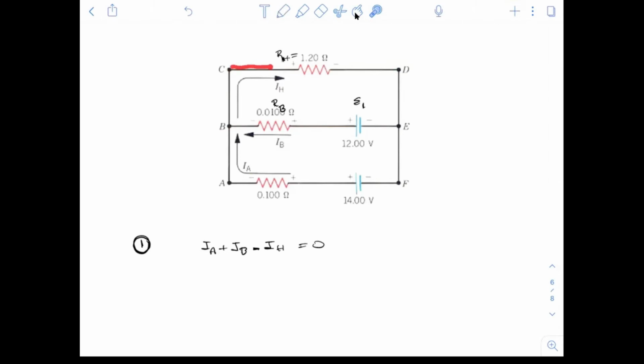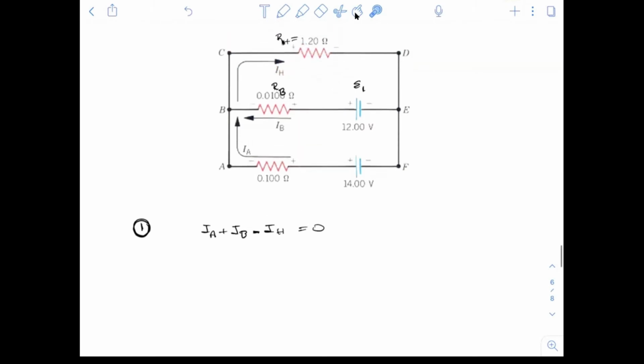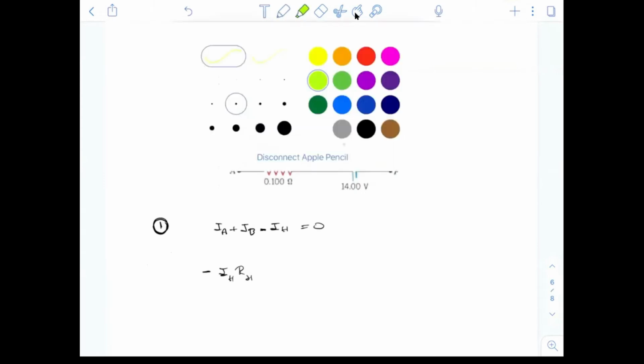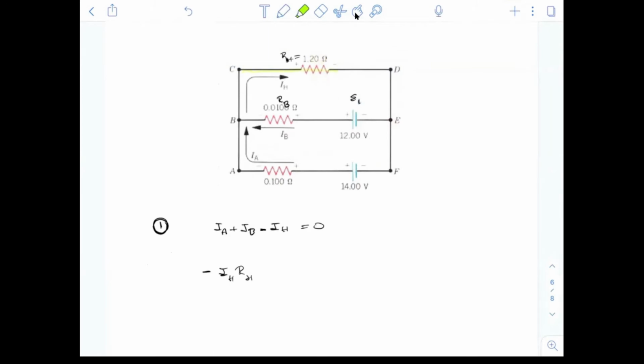The current is going through the headlights right here. Current is in the direction of the loop, so there's going to be a voltage drop. The current going through the resistor of the headlights is going to experience a voltage drop. All right, so this is my first loop. Loop is in this direction, and then we will hit this junction. In this junction, the loop is moving in this direction.